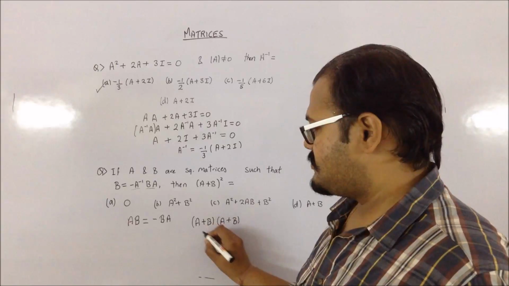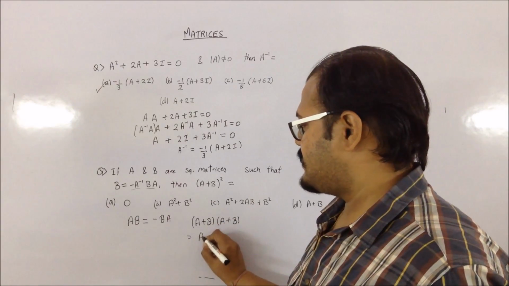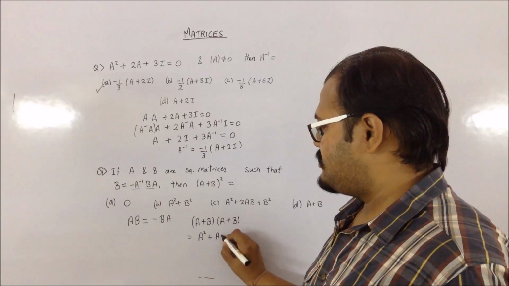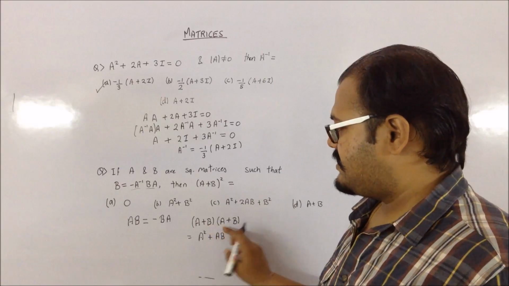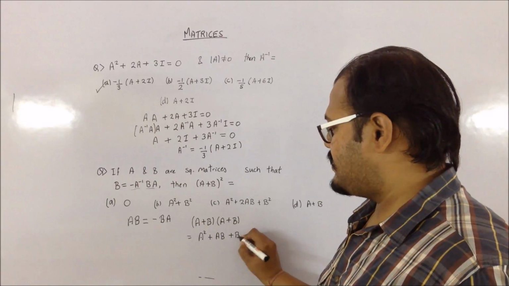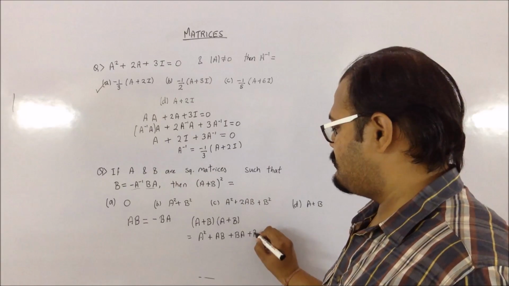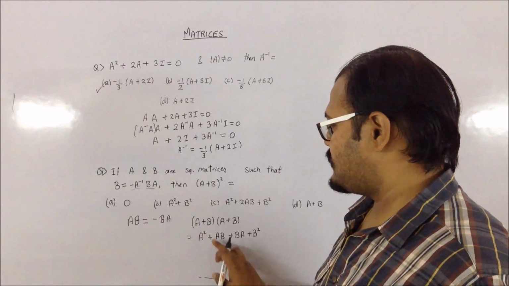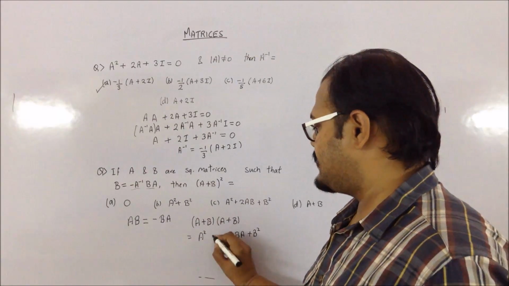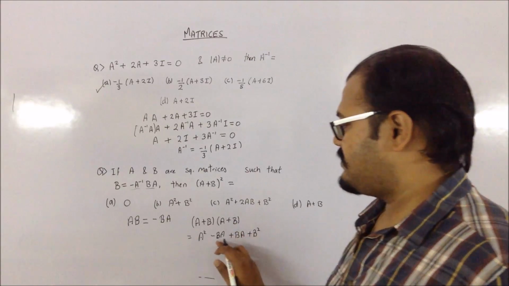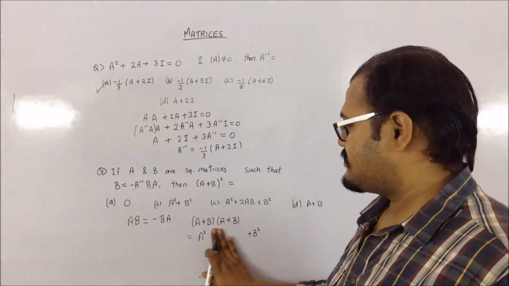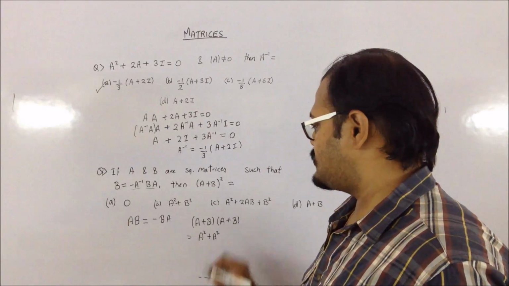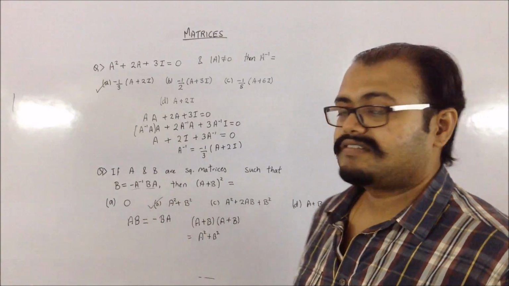So what you will do is you will individually multiply it, so it becomes A into this bracket, so that gives you A square plus A into B. Now B into this bracket will give you plus BA plus B square. So you know that AB is minus BA, so once you substitute this you will get minus BA. So you are having minus BA plus BA, which gets cancelled and you are remaining with the answer A square plus B square. So your right option is B.